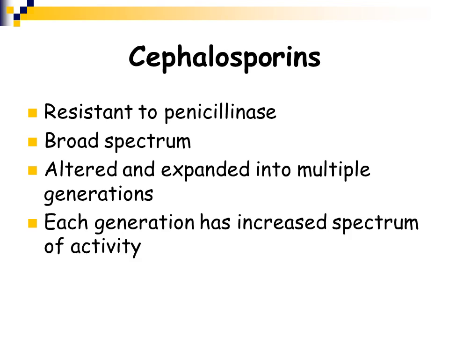The cephalosporins are resistant to penicillinase, so you can still treat an infection with a cephalosporin even if the organism is producing a penicillinase. The cephalosporins are broad spectrum. They have been altered over the years. They've expanded greatly, and there's multiple generations of cephalosporins, and each generation has increased its spectrum of activity. So just like everything else, over time they make these antimicrobial agents better and better.